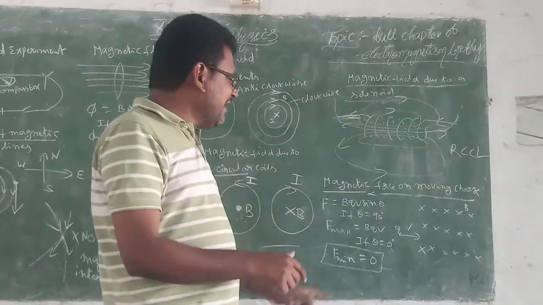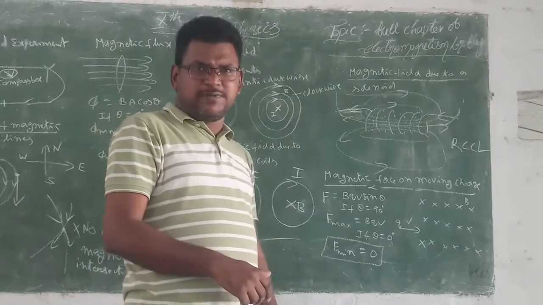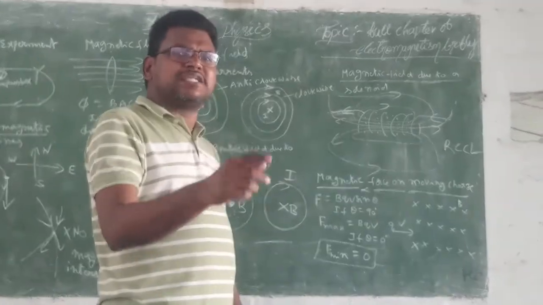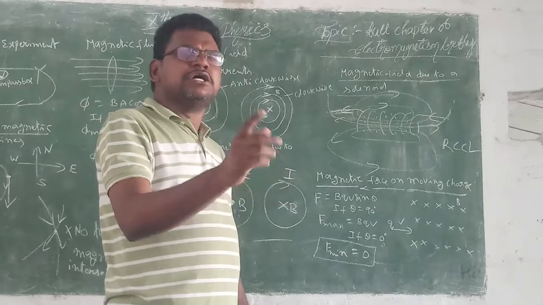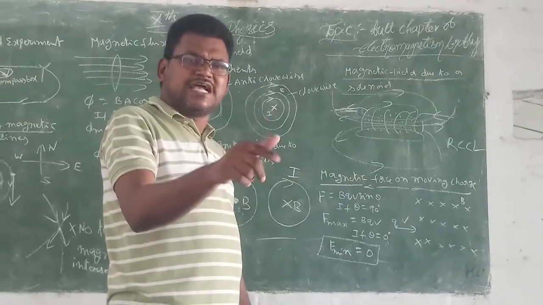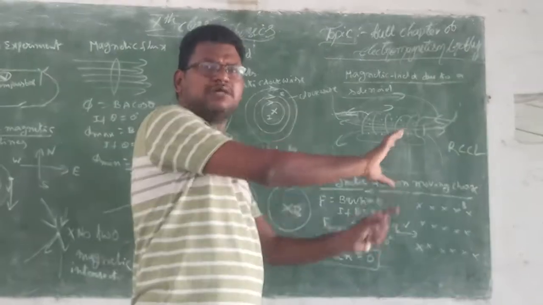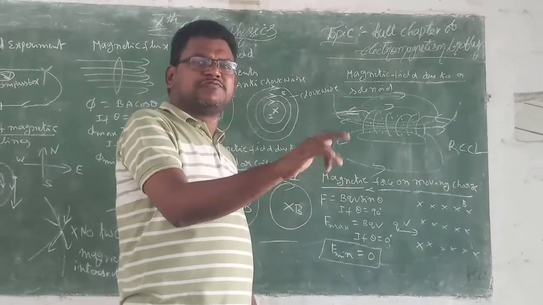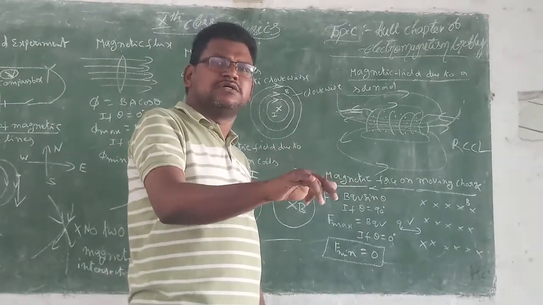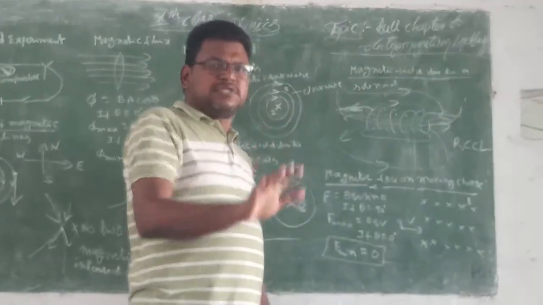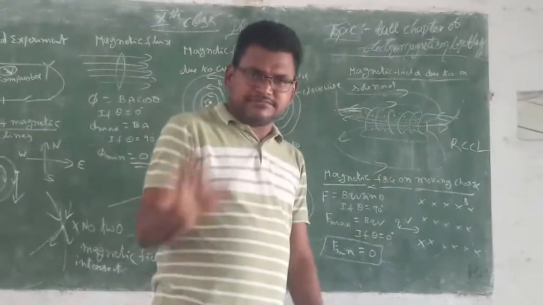Then what is the direction of magnetic force acting on a negative charged particle? The direction of magnetic force acting on a negative charged particle is reverse to the direction of magnetic force acting on a positive charged particle. Keeping everything else the same, we can reverse the direction of magnetic force acting on a negative charge. Okay, so this is about this briefly.